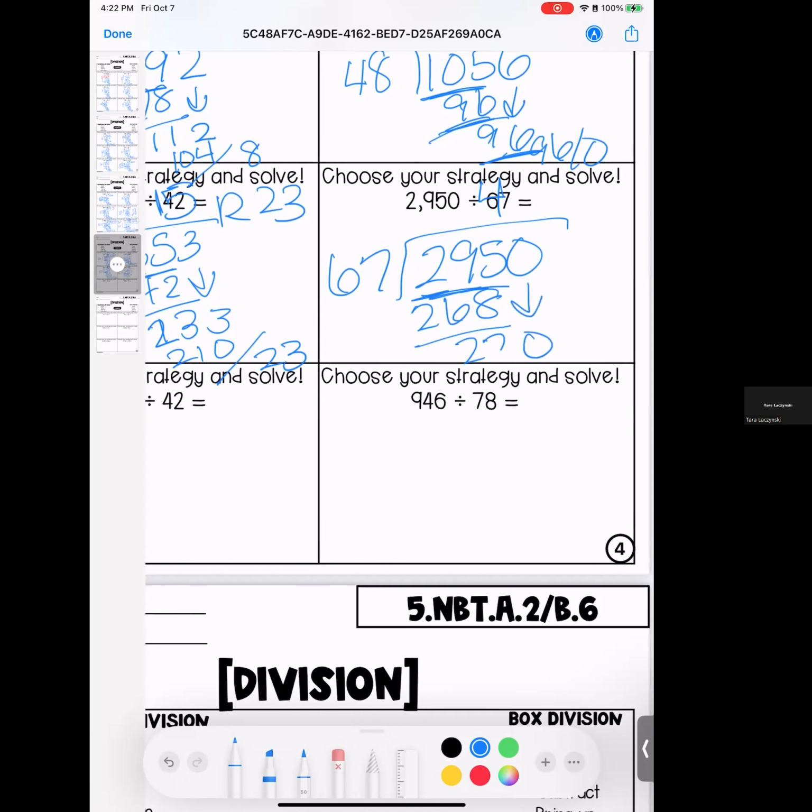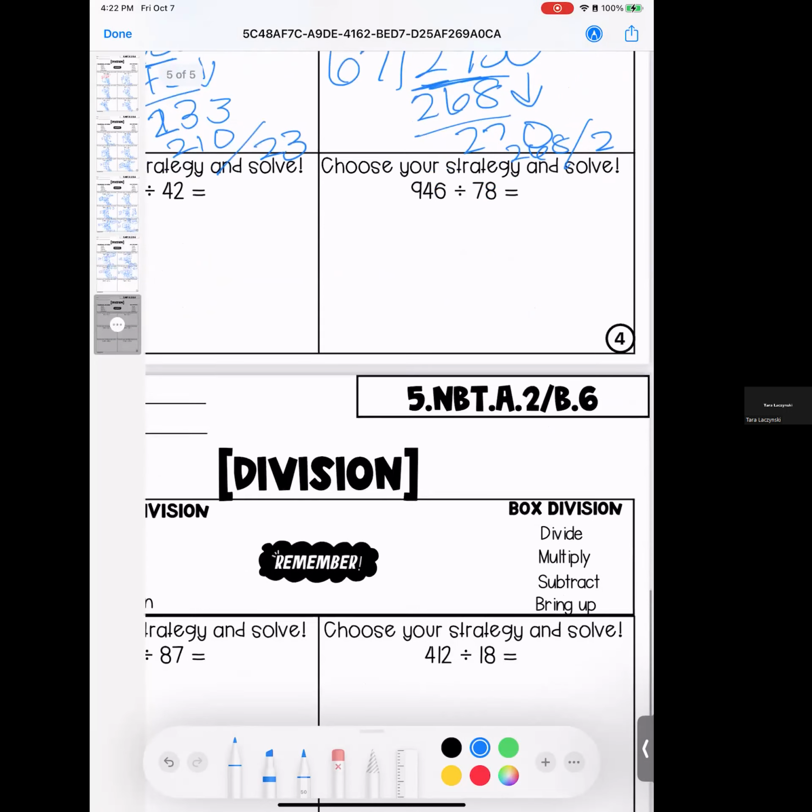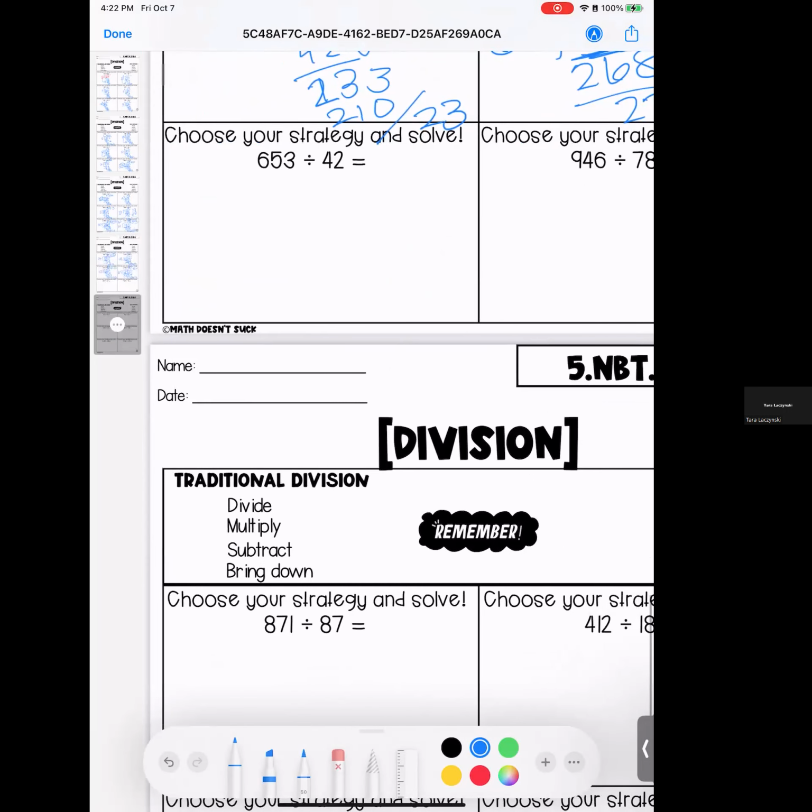I bring down my 0. Again, the closest that I can get is 4. When I subtract 268, I'm left with 2. My answer is 44 with a remainder of 2. 2 more on this page, loves. We are almost there. 653 divided by 42.